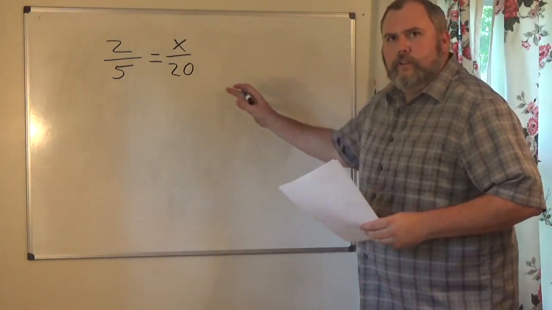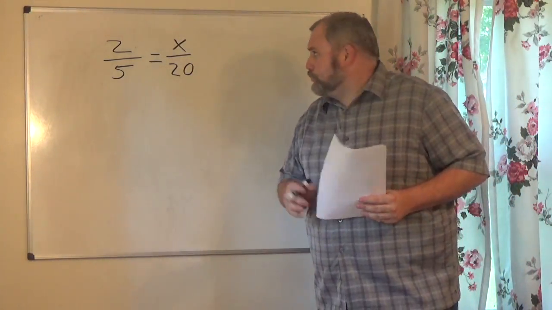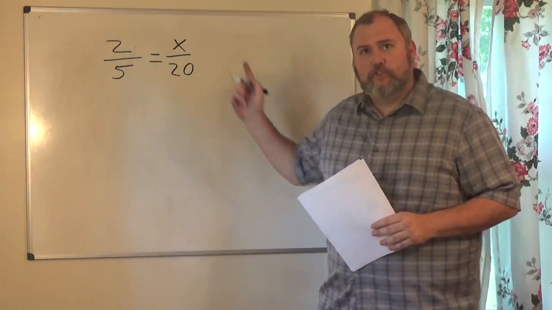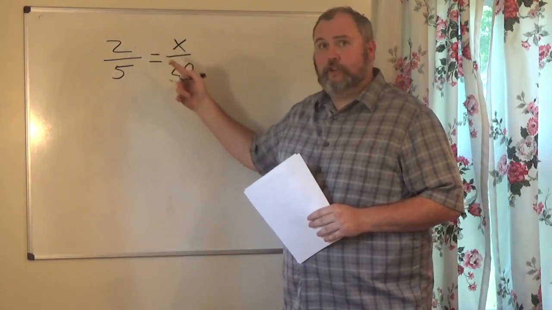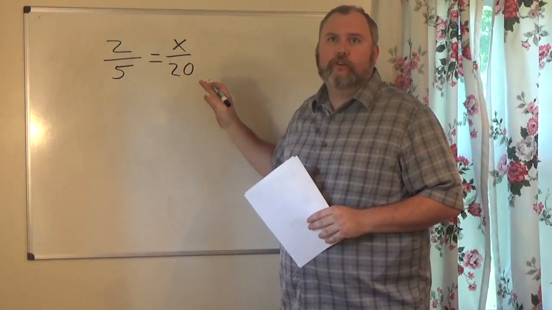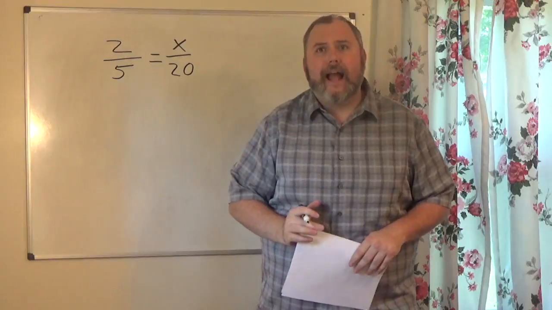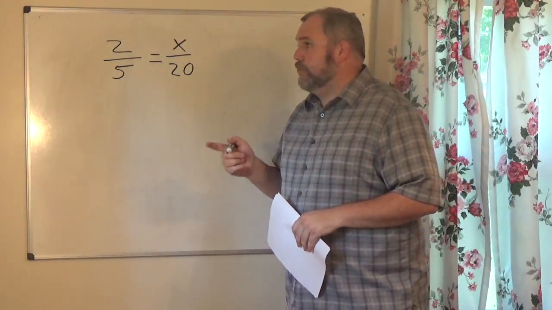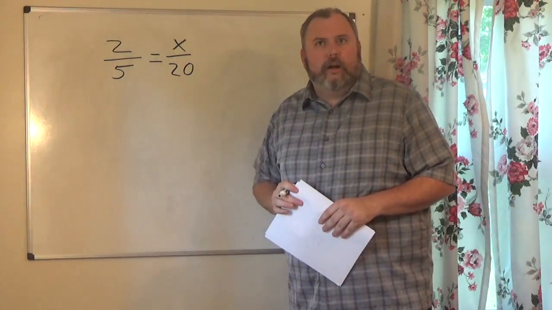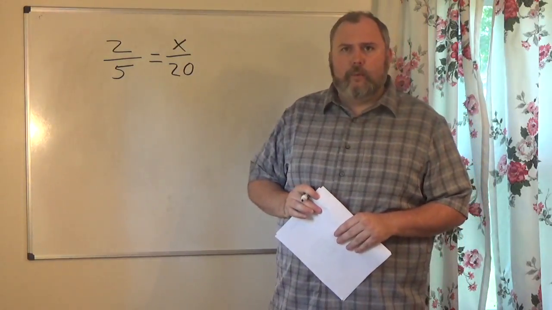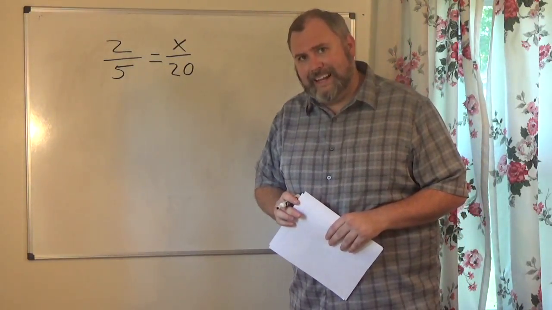Alright, hopefully you can see this a little bit better. Now, I have a proportion. My job is to solve for x on this. I have 2/5 is equal to x/20. Doesn't really matter how we read it. The biggest problem that we've got to figure out is what x is equal to. The way that we do this is what we call cross multiply and divide.